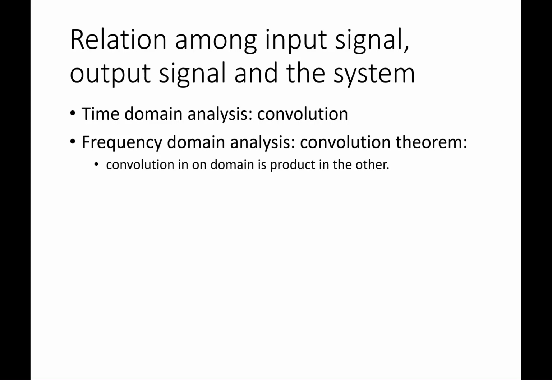So the convolution theorem says the convolution in one domain is the product in the other domain. So what we are doing is, we have the frequency response, which is the Fourier transformation of the impulse response as one part, and the Fourier transformation of the input as another part, and find the product of these two parts, and you get the Fourier transformation of the output. Then you use the inverse Fourier transformation to transform the result back to get the time domain output signal.